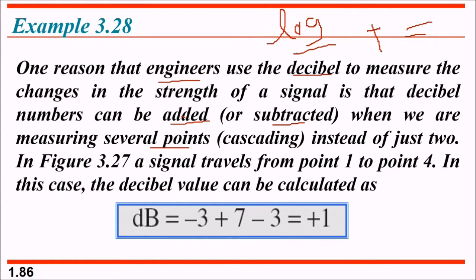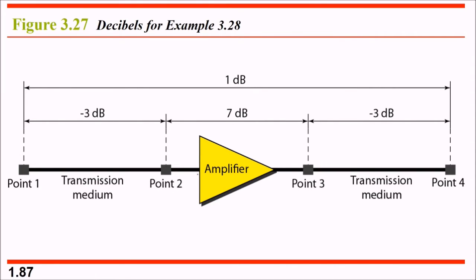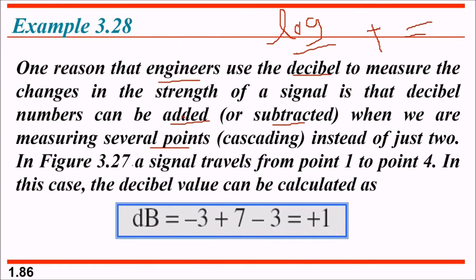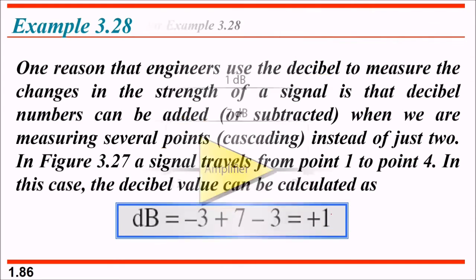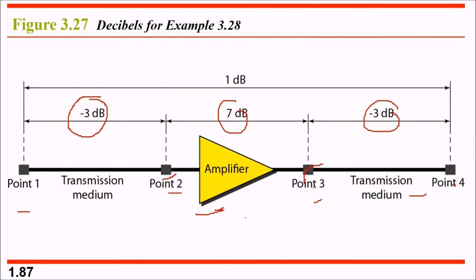So we'll see here in this figure. This is point 1, point 2, 3, 4. From point 1 to point 2 there is a loss of minus 3 dB. From point 2 to point 3, because there is an amplifier, there is a gain of 7 dB. And from point 3 to point 4 again there is a loss of 3 dB, or inverse gain, you can say. So we saw minus 3 first, 7 was gain, and minus 3. You can just easily add and say that there is a gain of 1 dB. That is why we use decibels.